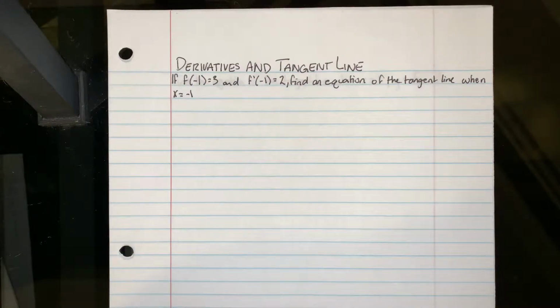Hi y'all, so my topic for the video project is derivatives and tangent line. And just as a refresher, the tangent line is the instantaneous rate of change, while the derivative is the slope of the tangent line. So let's get started.